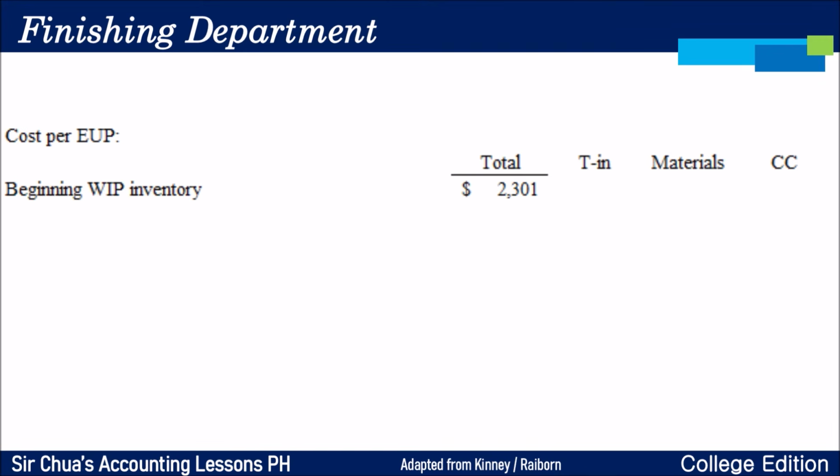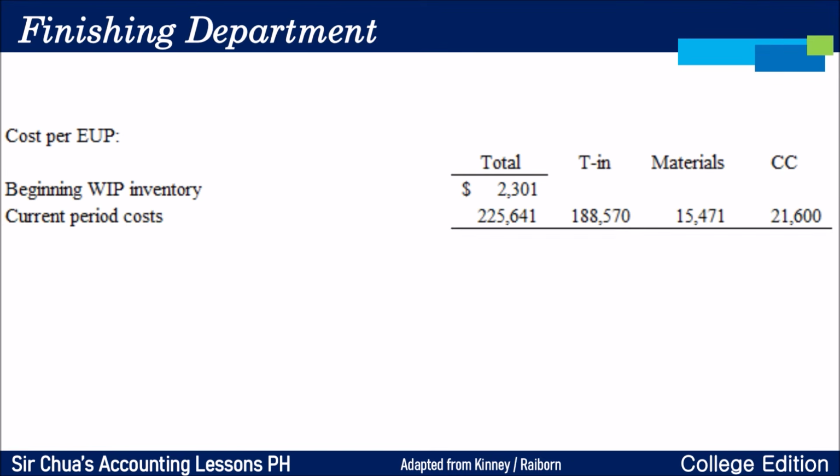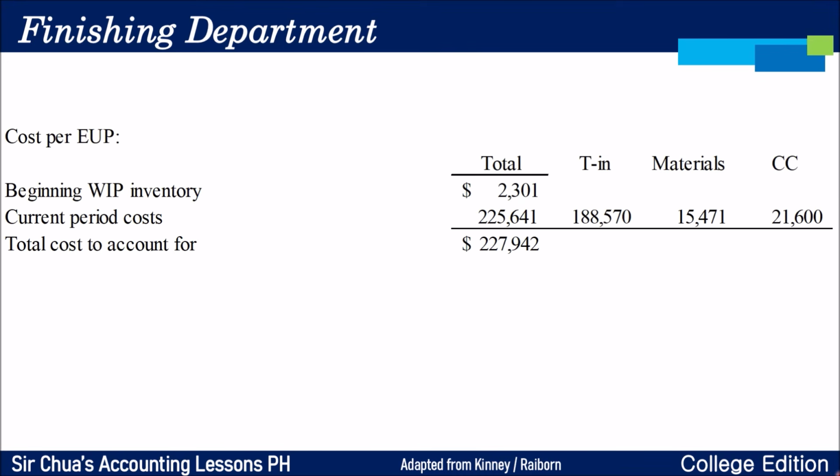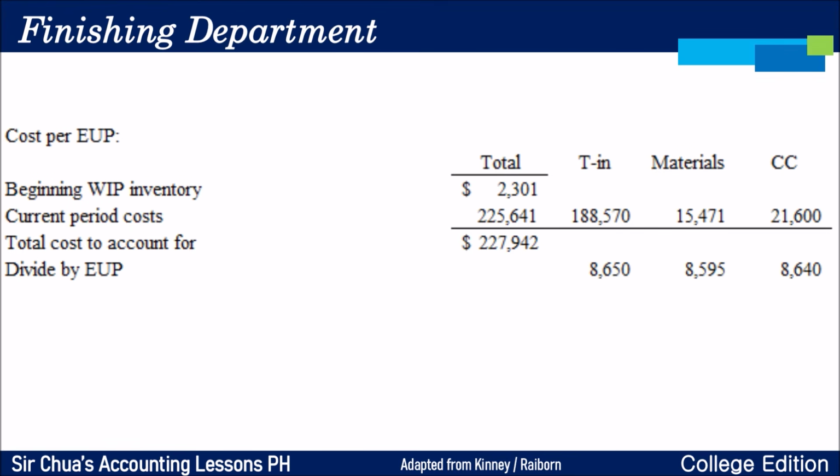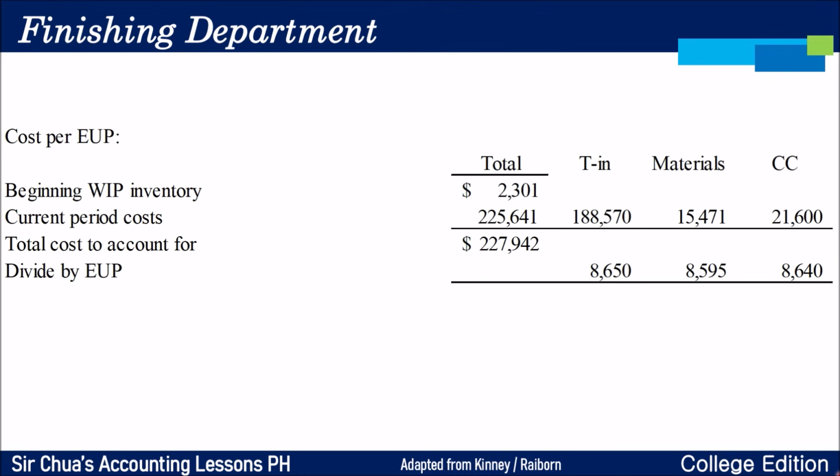So, lista lang natin si total cost of beginning work in process inventory, which is 2,301. And then, lista natin lahat as to current period cost. Kasi nga po, pag FIFO method, ang concern natin is more on the current period cost. Okay? We need to account for 227,942, but you will only be dividing the EUP to the current period costs only. Okay? Bakit po current period cost lang?